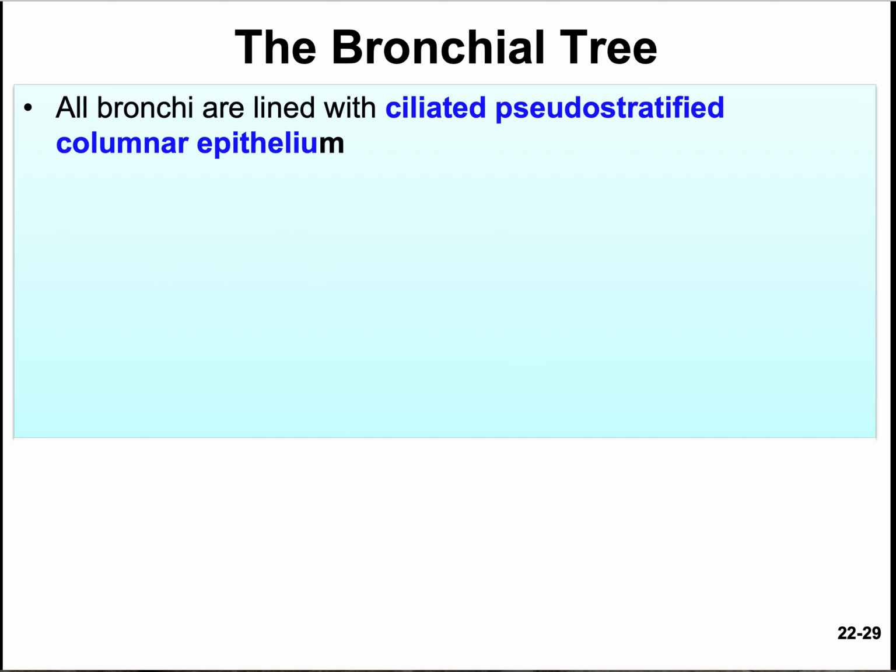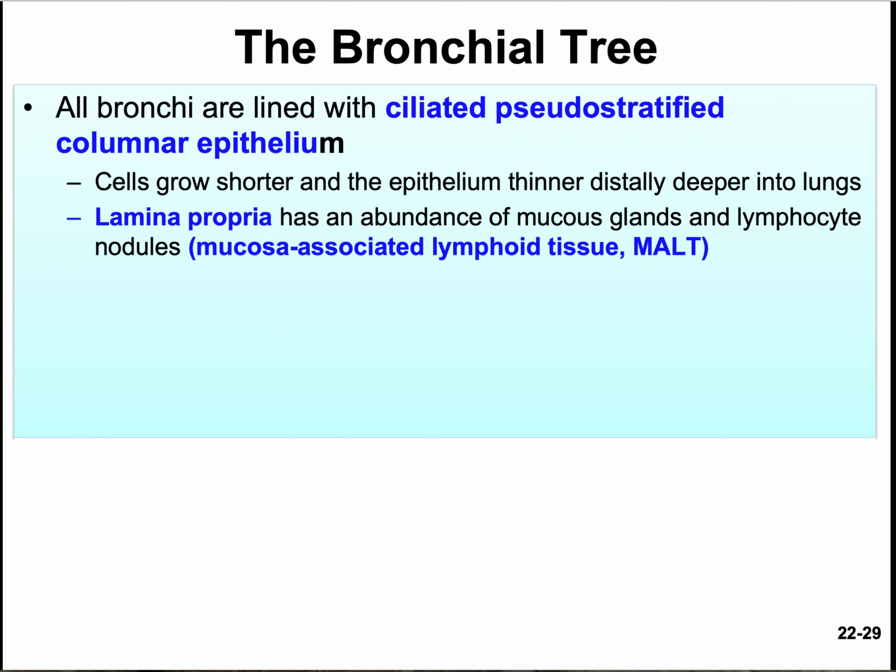We've already looked at the lining, and we said it was a pseudostratified columnar epithelium. And now, just so you know, as we branch more and more, and as the bronchi get smaller and smaller in diameter, the epithelium becomes more flattened, shorter, and eventually turns into something that's going to look like a simple squamous.